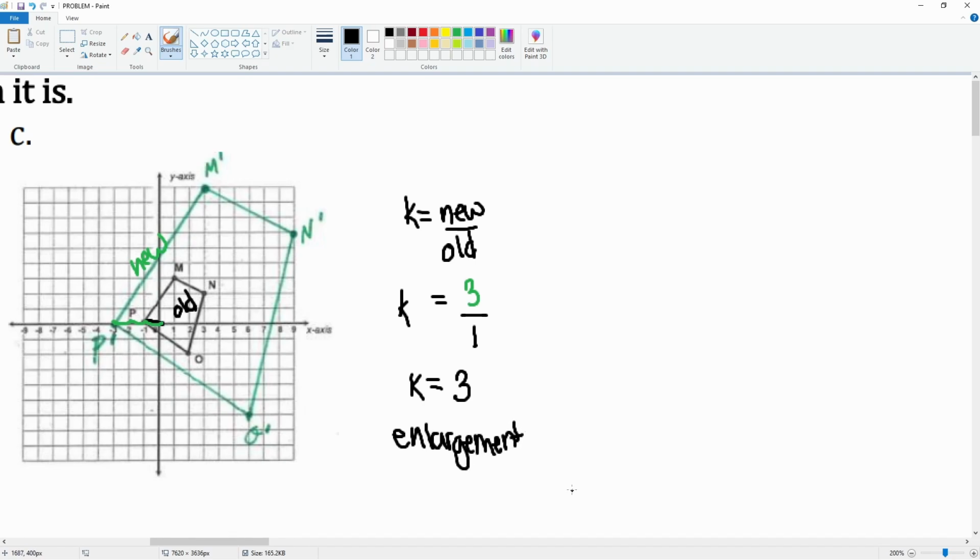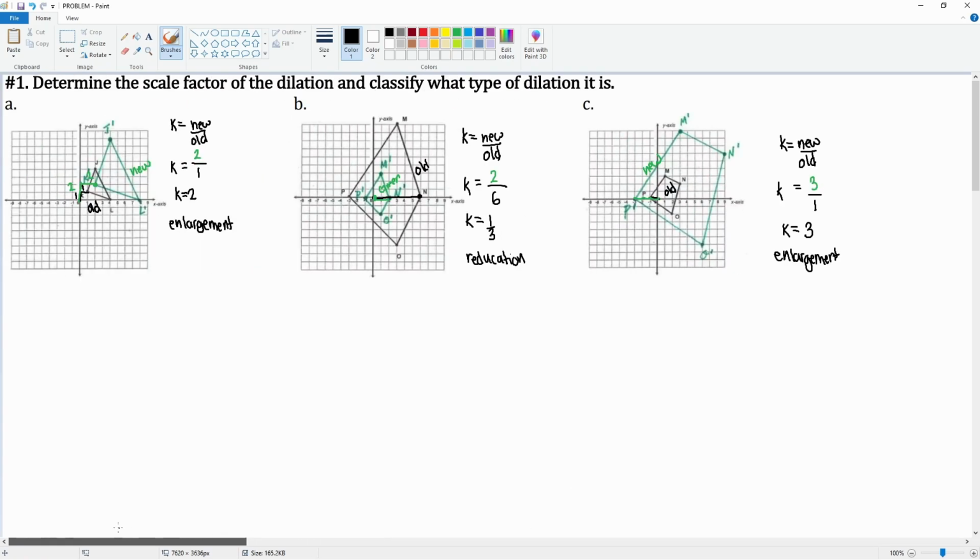Let's double check one more time. A, the image got bigger, enlargement. K value is bigger than 1. It was 2. B, the shape got smaller. It is a reduction. The K value is less than 1. The value is K equals 1/3. And C, the image got larger. So the K value is greater than 1. It is considered to be an enlargement with K equals 3.